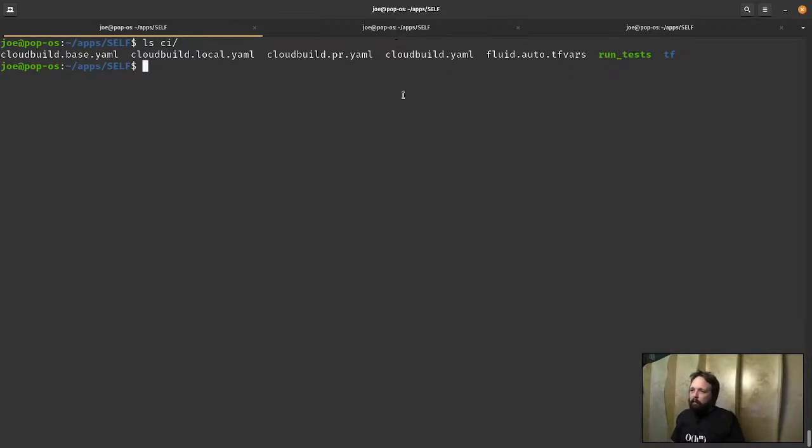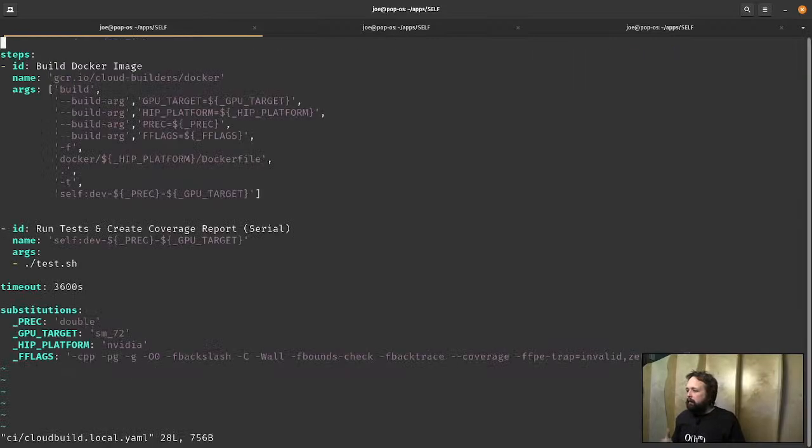So let's take a look at that cloudbuild.local real quick, because this is what I'm going to be running here in a second to test out everything I just did. All it's going to do is build the Docker image using these following variables below. By default, it's going to be double precision, targeting a V100 GPU. So the target is set to SM72 for the V100 series. And then the HIP platform we also have to define to NVIDIA. If you did AMD, this would be GFX 906 for the MI100, and then you would change that to AMD.